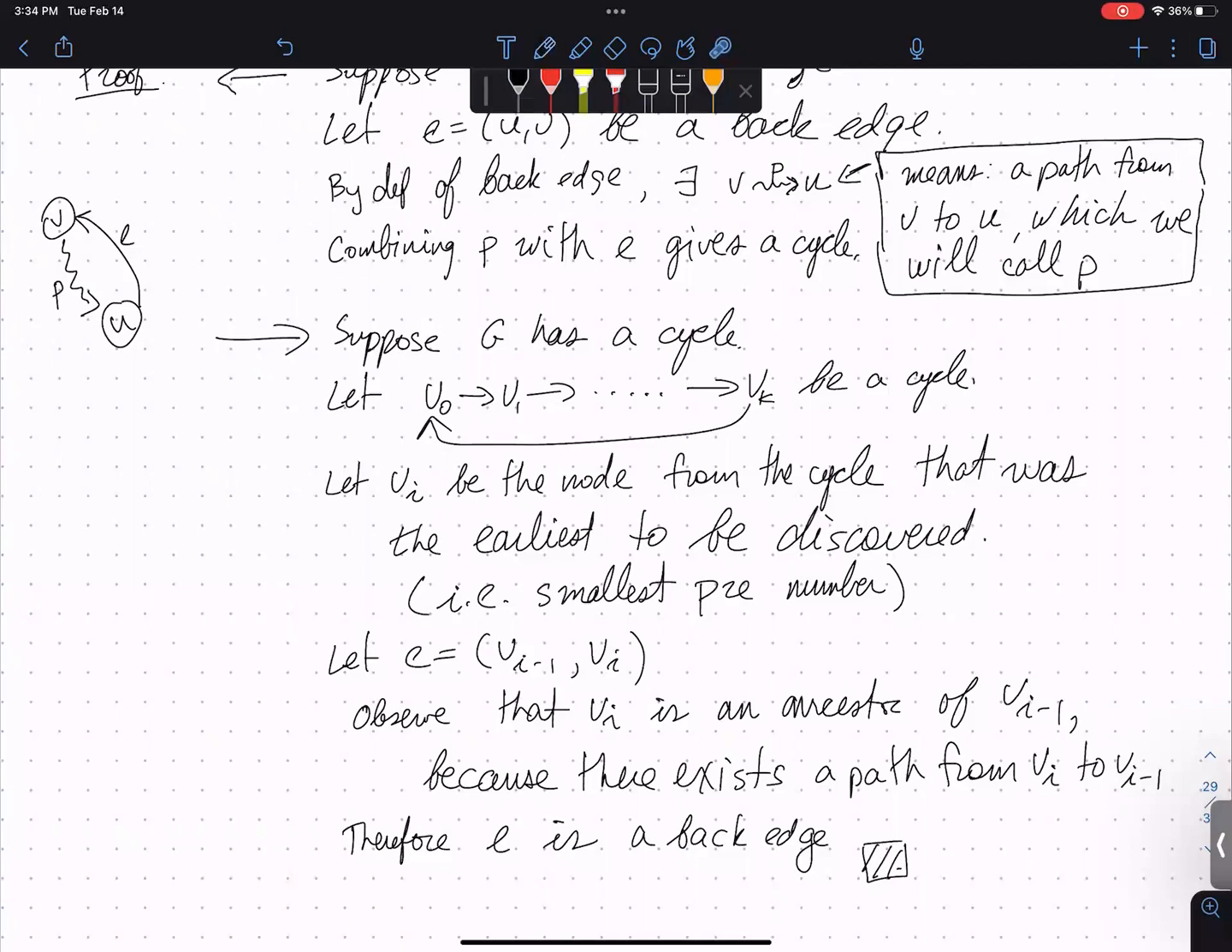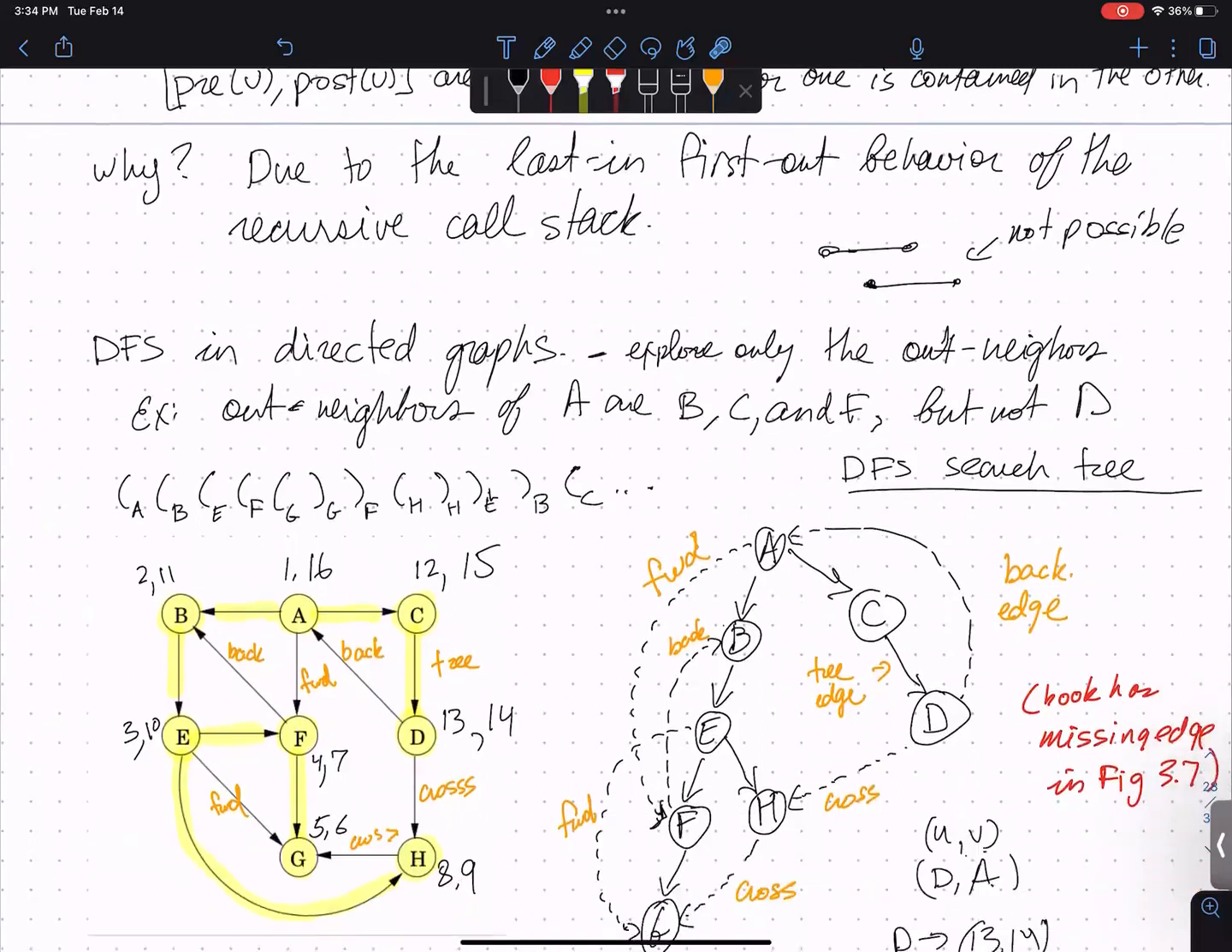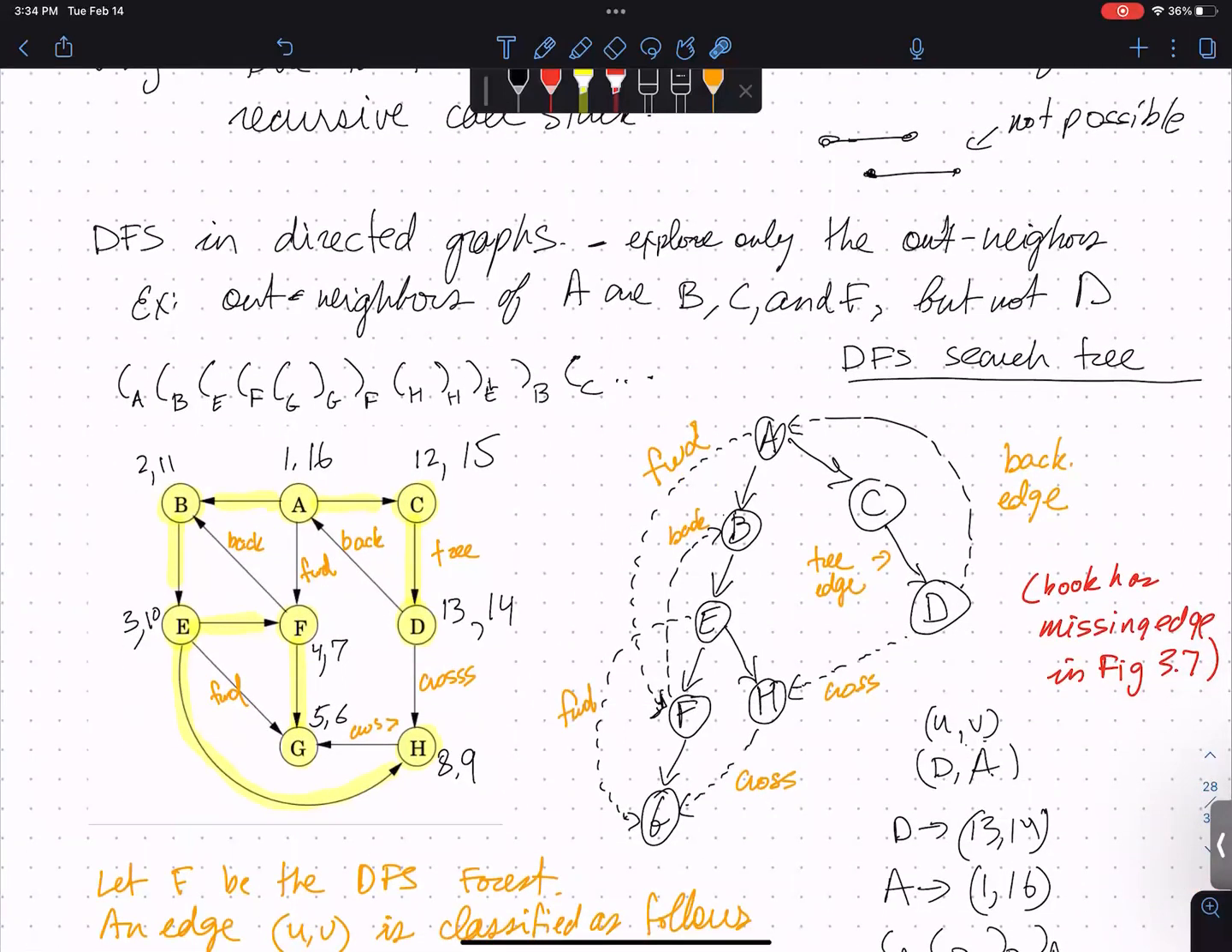And that's exactly what we needed to prove. Again, the second part of this proof is just a formalization of the intuition of the picture. You take a cycle here, you identify the topmost node VI, you look at the edge from VI minus 1 to VI, then you just have to formally verify that VI is an ancestor of VI minus 1 in the forest. Once you do that, that shows you that this is a back edge. Questions?